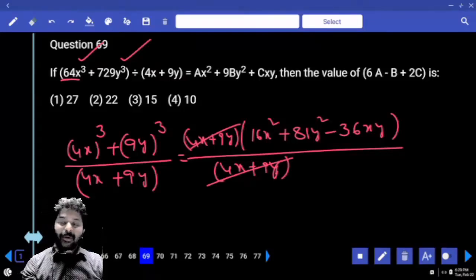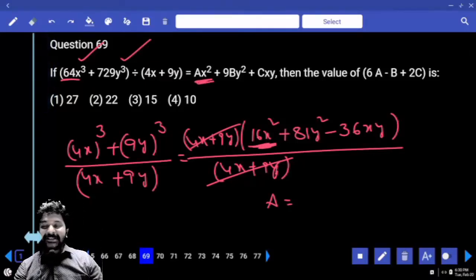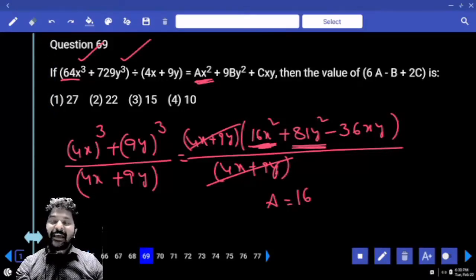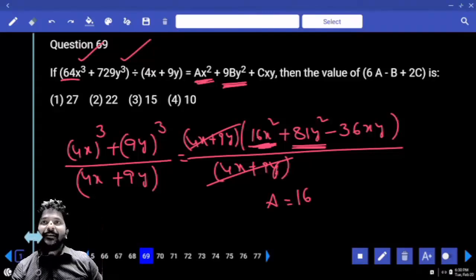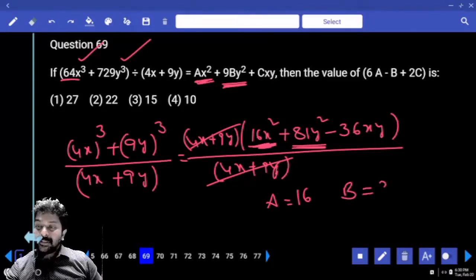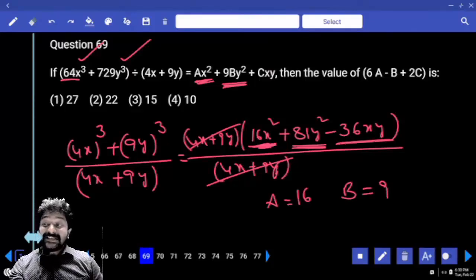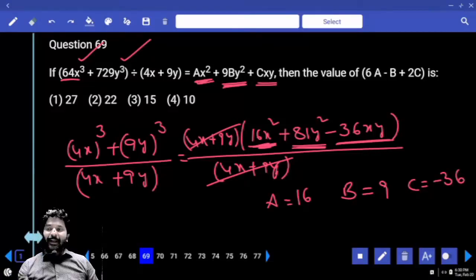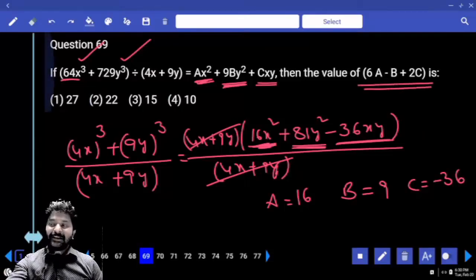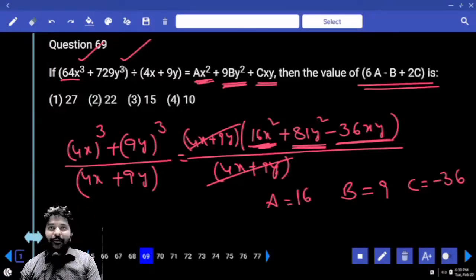Now what is the value of a here? 16x square must be equal to ax square. Then a must be 16. 81y square is equal to 9by square. That means 9b is equal to 81. b is equal to 9. Minus 36xy is equal to c into xy. Then the c value must be minus 36. And now you need to substitute the a, b, c values here. Can you go for substitution?